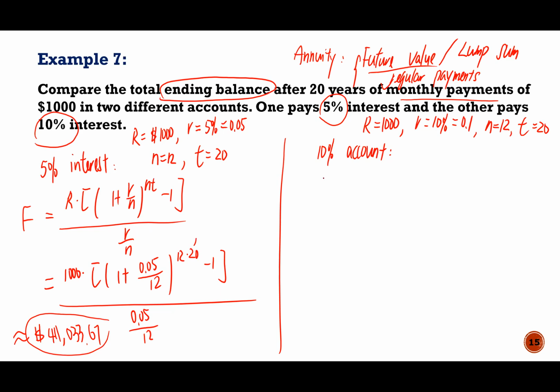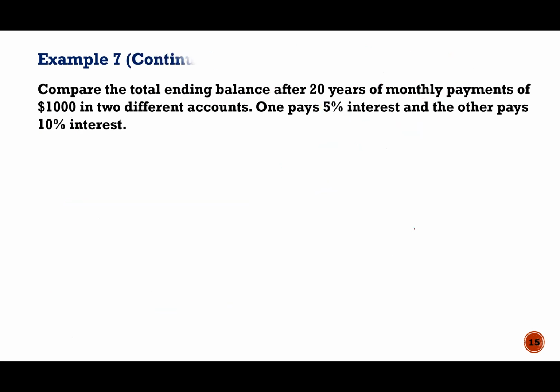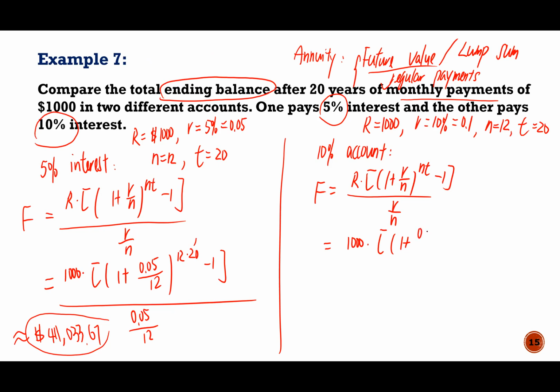Future value of annuity equals regular payment times 1 plus r over n to the nt minus 1, and then divided by r over n. One more time, we're plugging the numbers into the formula. So 1,000 times 1 plus 0.1 over 12, raised to 12 times 20, minus 1, and over 0.1 over 12.